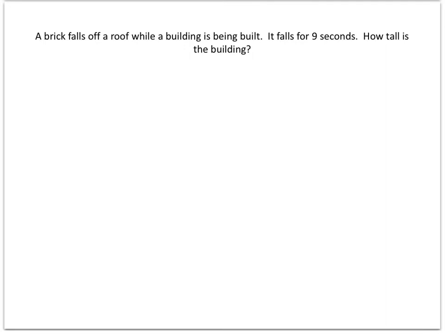For the next example, a brick falls off a roof while a building is being built. It falls for 9 seconds. How tall is the building? So let's list our variables out again. We have gravity's acceleration is 9.8 meters per second squared, and we have a time variable of 9 seconds. And it asks me how tall is the building, so I'm looking for dy.